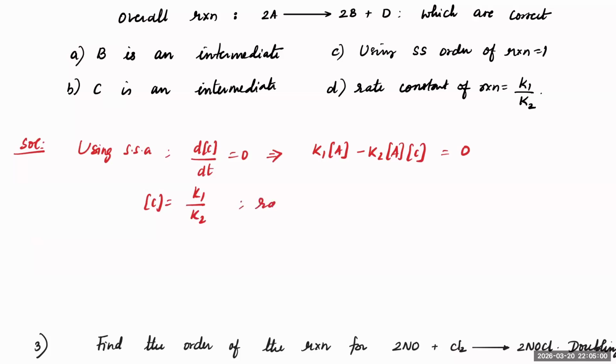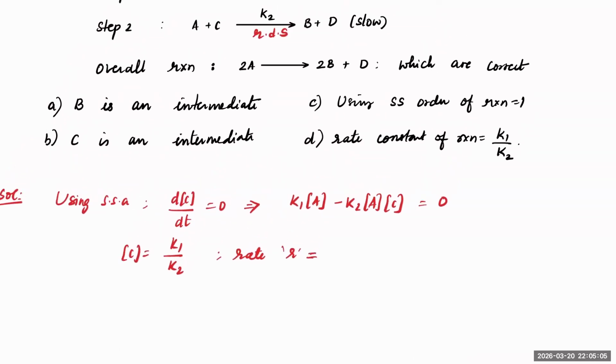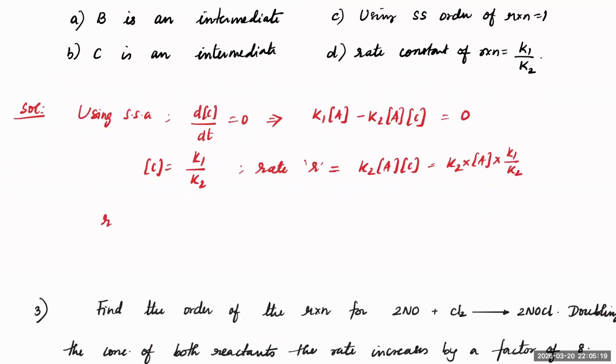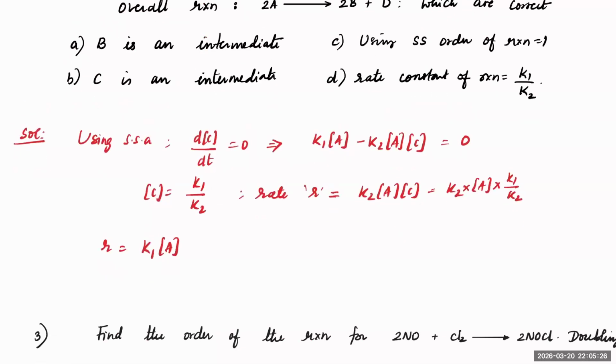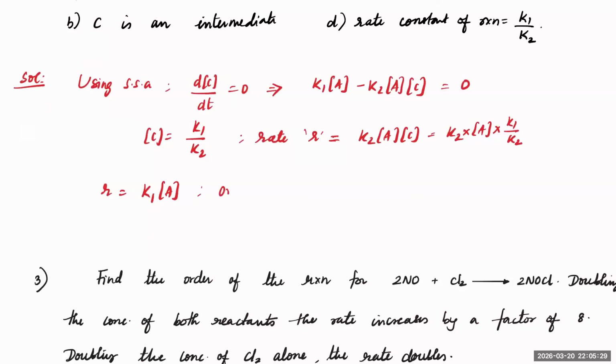Now if I write the rate law expression, rate will be written for the slow step, which is K2 into A into C. So that is equal to K2 into concentration of A into concentration of C, which is K1 by K2. So K2 will get cancelled. So rate will be equal to K1 into concentration of A. So therefore, the order of the reaction is equal to 1.